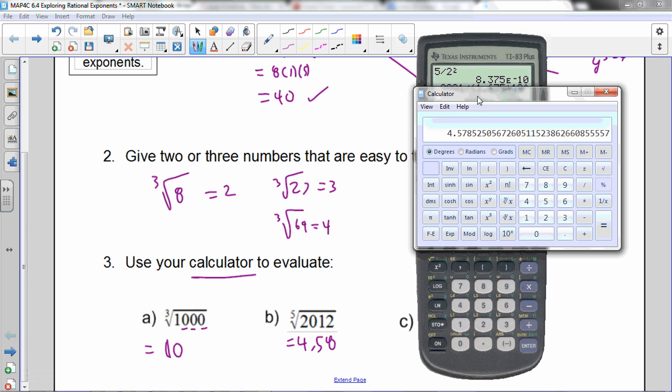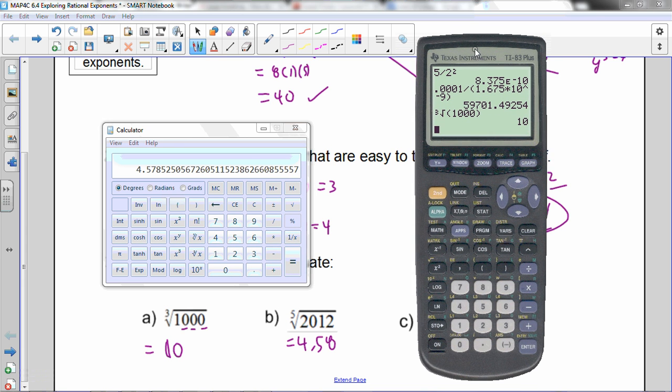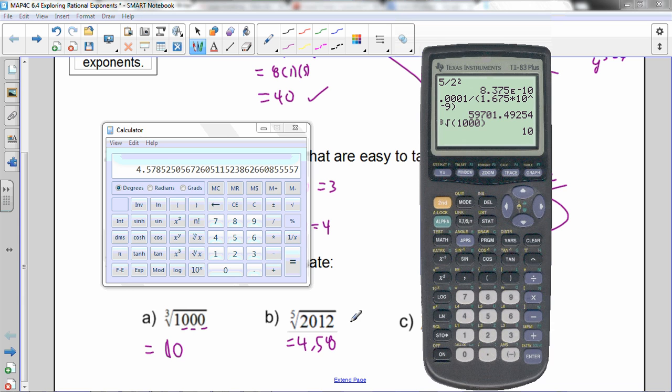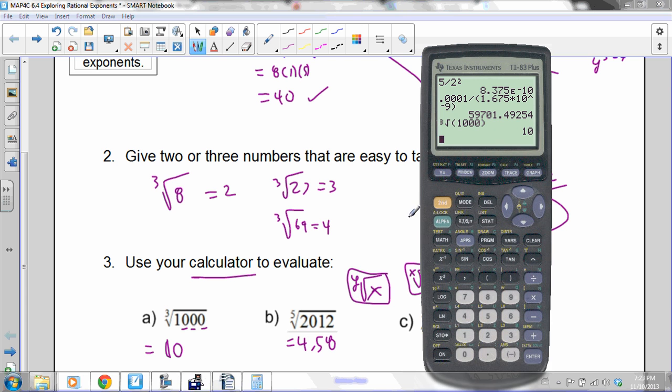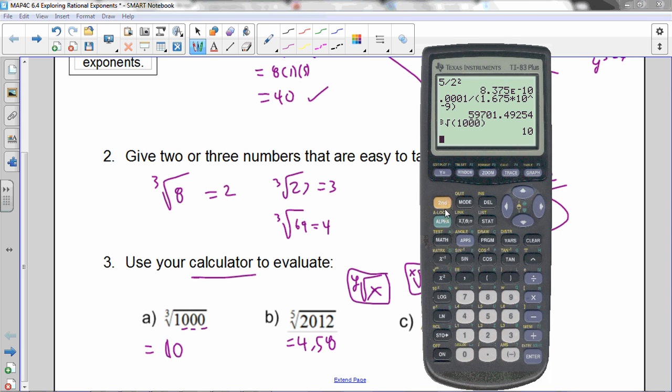Okay? Most calculators aren't like this one. They're more like the graphing calculators. And you should be looking for this button, Y^X, or it might be X root Y. It looks like this. This is the anything root. And on the graphing calculator, it looks like that one.